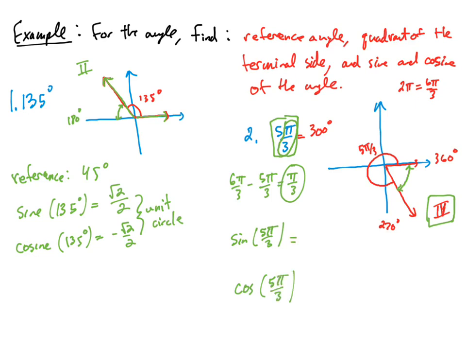Sine of 5 pi over 3, so in quadrant 4, sine is negative. So what we're going to end up with is negative root 3 over 2. Cosine is positive in quadrant 4, and we end up with 1/2. So lastly, let's just talk about why reference angles are useful.